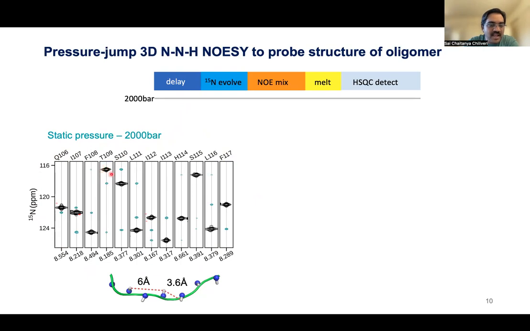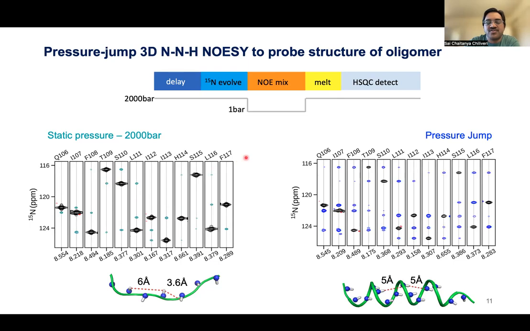The diagonal peaks are shown in black, whereas the NOE cross peaks are shown in cyan. As expected for a random coil structure, we do not observe long-range NOEs, and we observe only weak NOEs for i+1 or i-1 residues. In a similar experiment performed using a pressure jump approach, where the protein is rapidly allowed to fold at 1 bar during the NOE mixing time of about 100 milliseconds, similar strips are shown on the right, where we can now see the NOE cross peaks shown in blue.